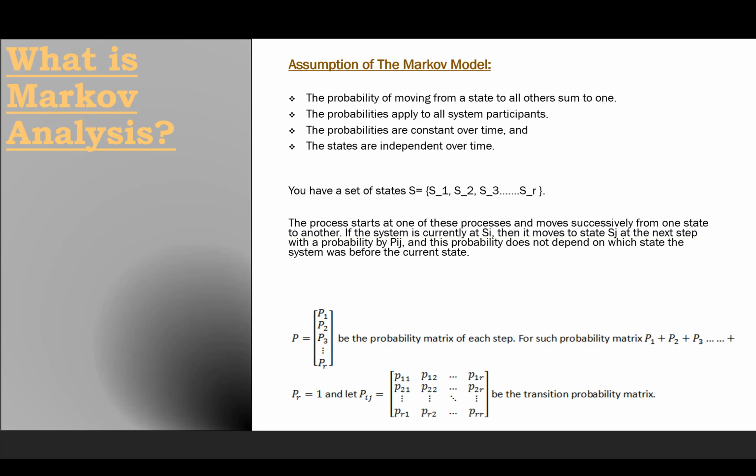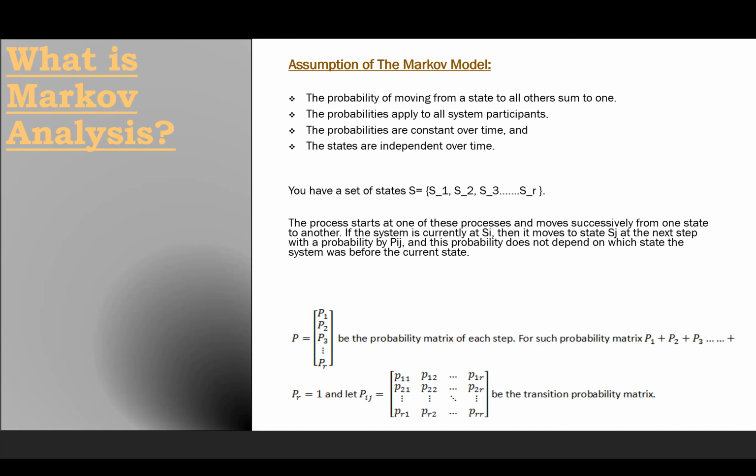The assumptions of the Markov model. The following are the assumptions of a Markov model. The probability of moving from a state to all other states sums to 1. The probabilities apply to all system participants. The probabilities are consistent over time, and the states are independent over time.